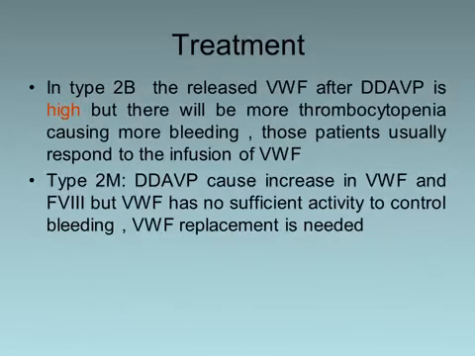In type 2B, the released von Willebrand factor after DDAVP is also high, but there will be thrombocytopenia causing more bleeding, and those patients usually respond to the infusion of von Willebrand factor. In 2M, DDAVP causes increase in von Willebrand factor and factor 8, but the von Willebrand factor has no sufficient activity to control bleeding, so von Willebrand factor replacement is needed.